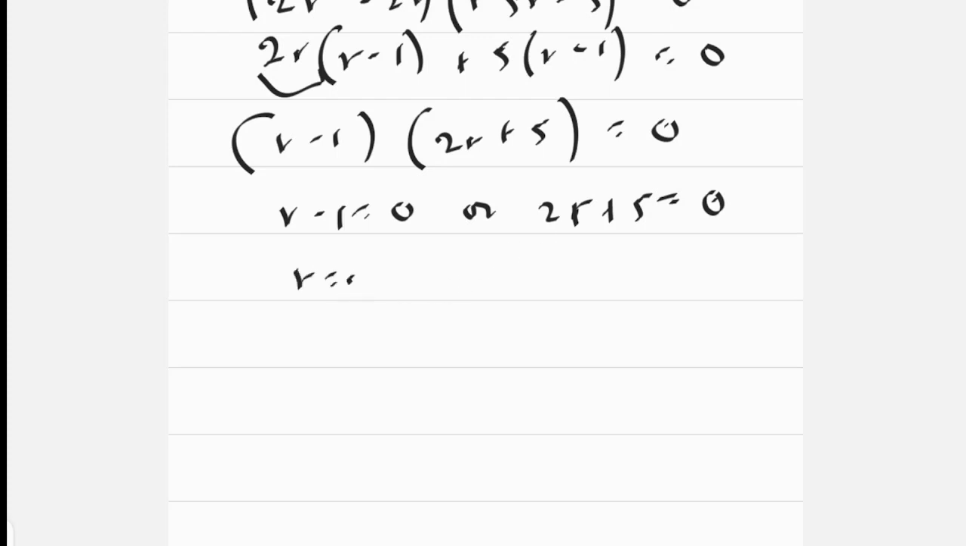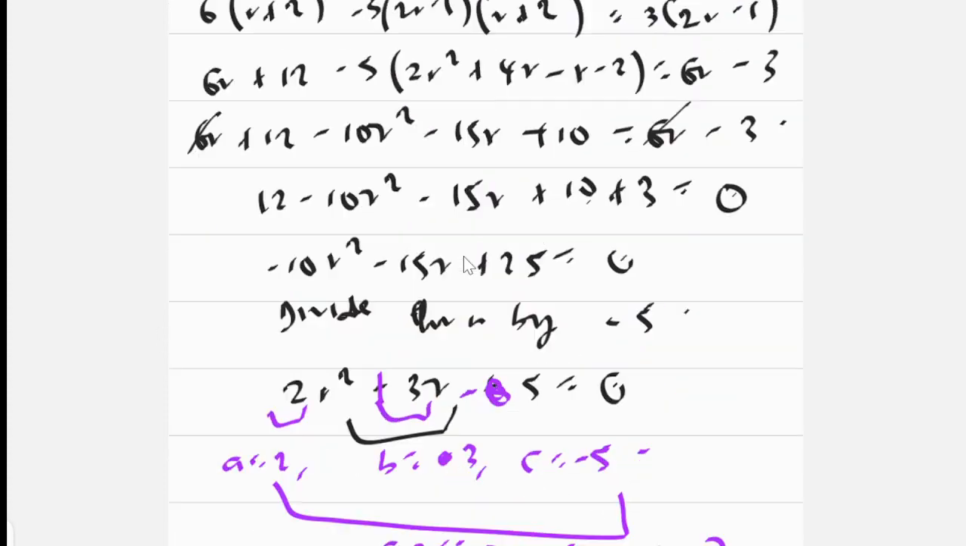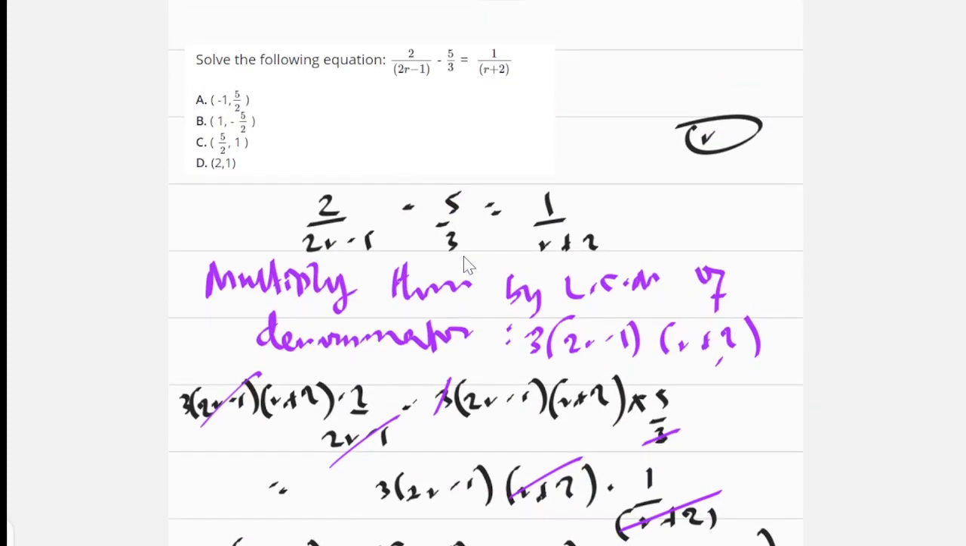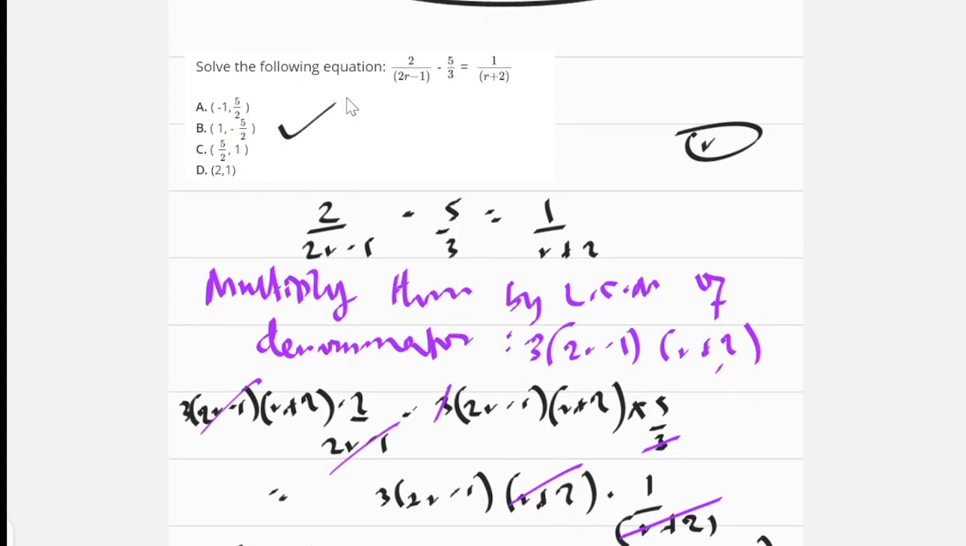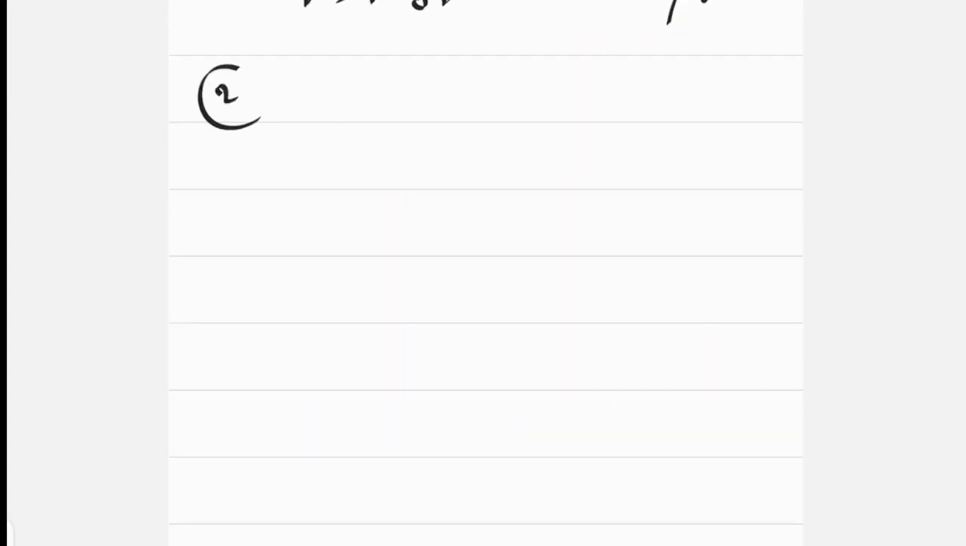So then r is equal to 0 plus 1, which is 1, or 2r plus 5 is equal to 0, which implies 2r is equal to minus 5, and r is equal to minus 5 over 2. So r is equal to 1, or r is equal to minus 5 over 2. Let us check the options. So r is 1 or minus 5 over 2. Yeah, I think B is your answer. Can you see it is very simple? So if you have a similar question, that's how you are going to do it. It is not difficult to do at all.